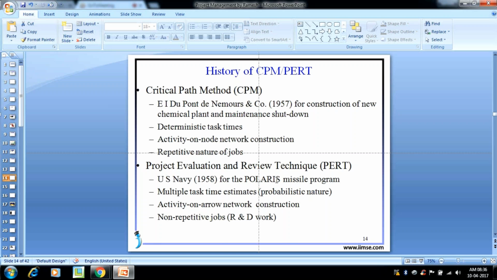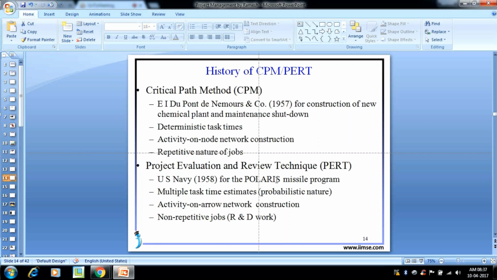But in CPM, the jobs are of a repetitive nature. Previously we had such kinds of projects, so we are doing the same kind of projects with little variations, and we can estimate easily in the CPM method. For that reason we use CPM for civil construction and PERT for research and development. You are in the field of civil construction, so you should use the critical path method only.